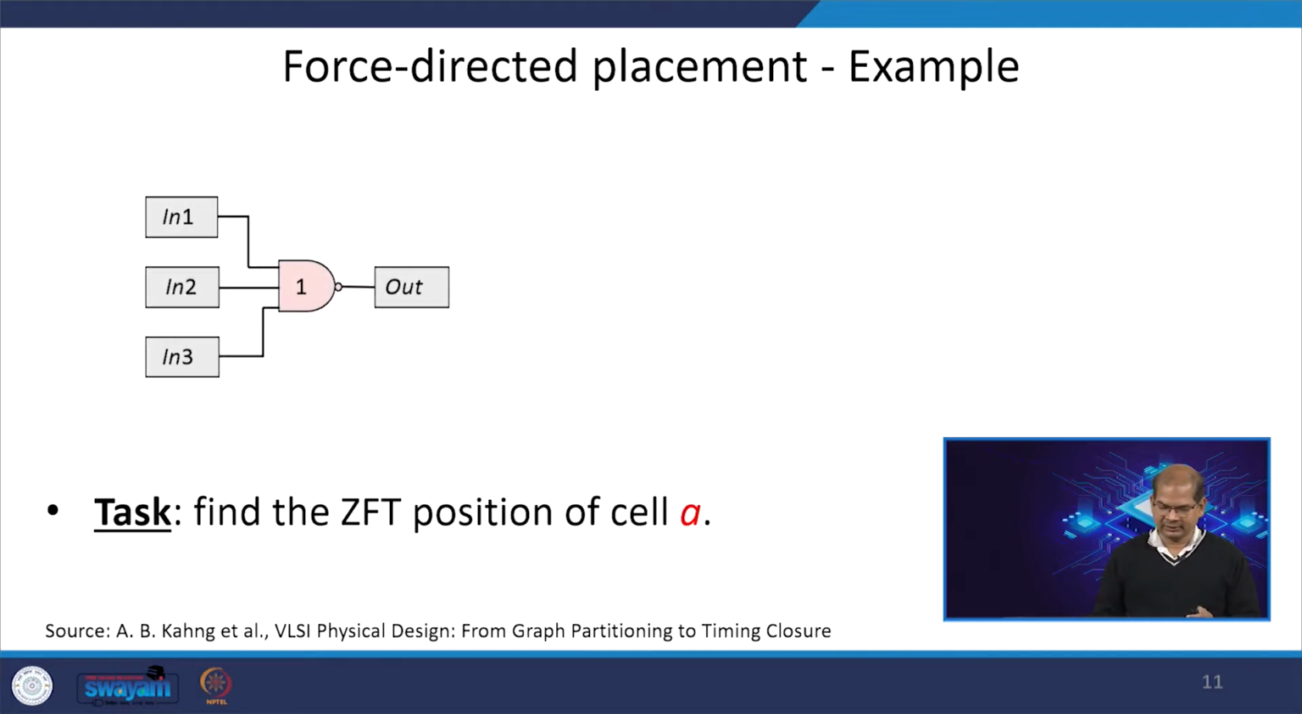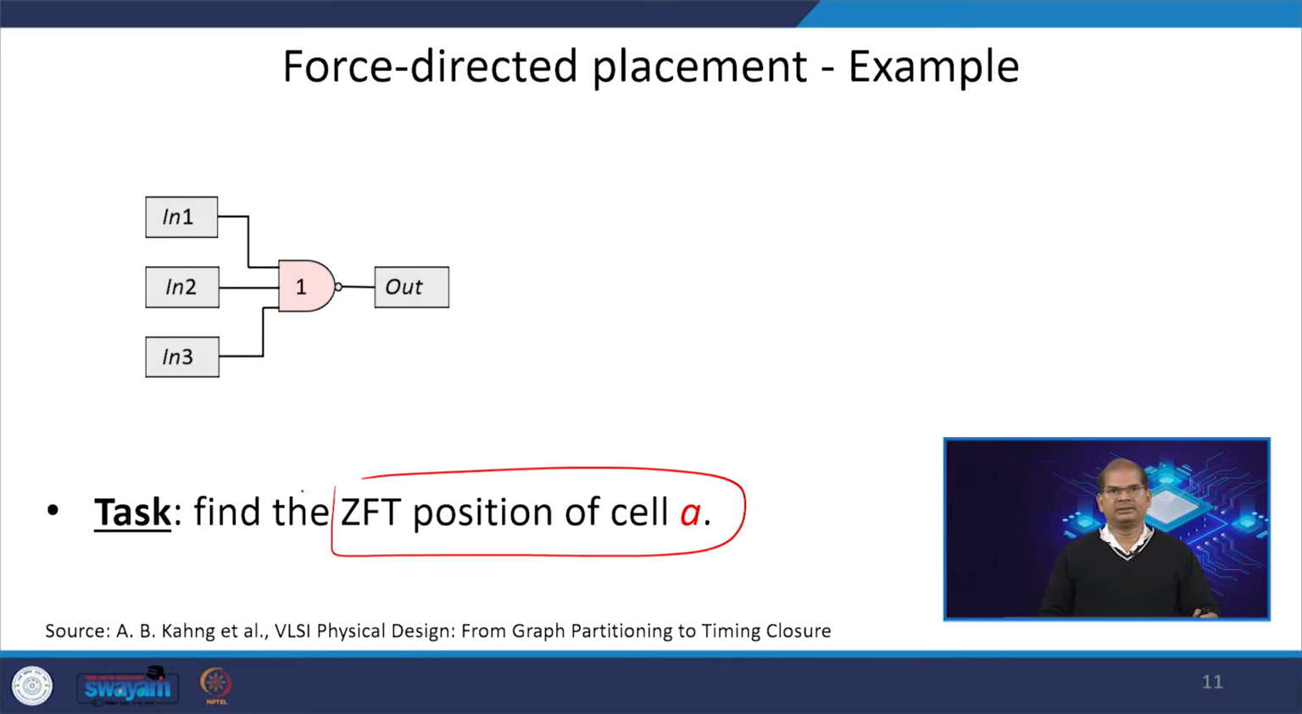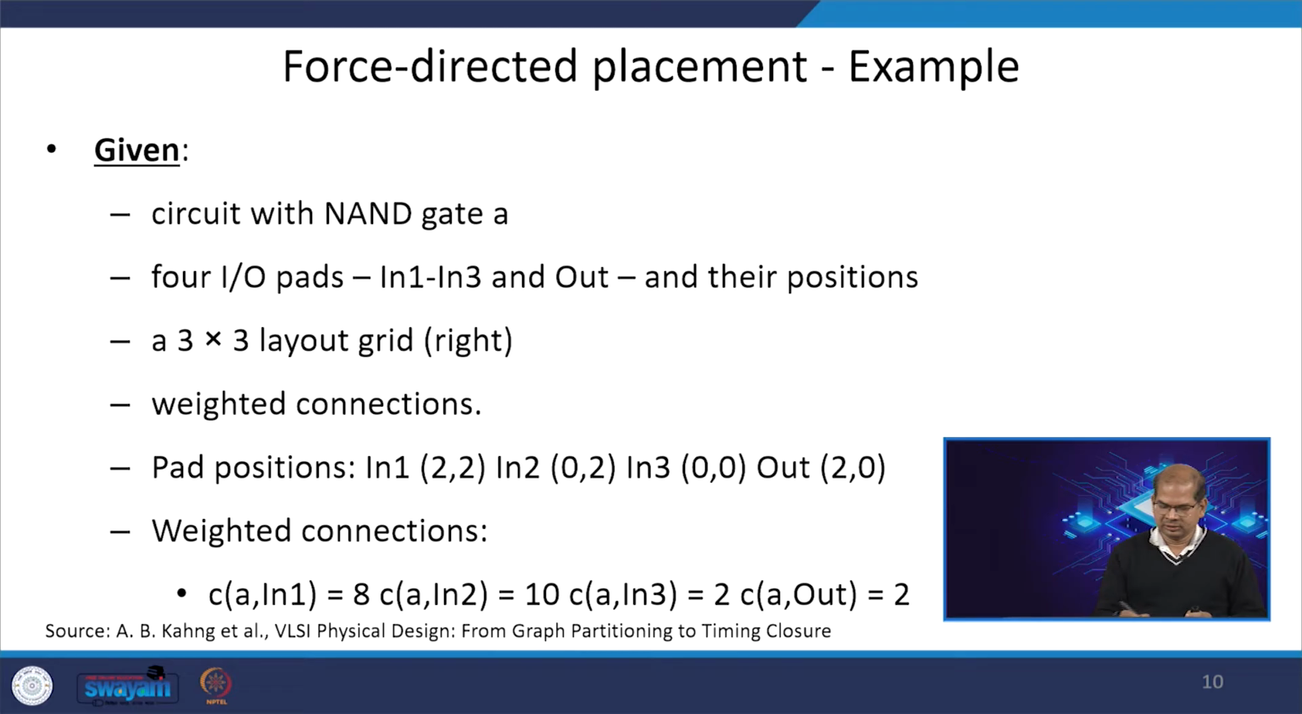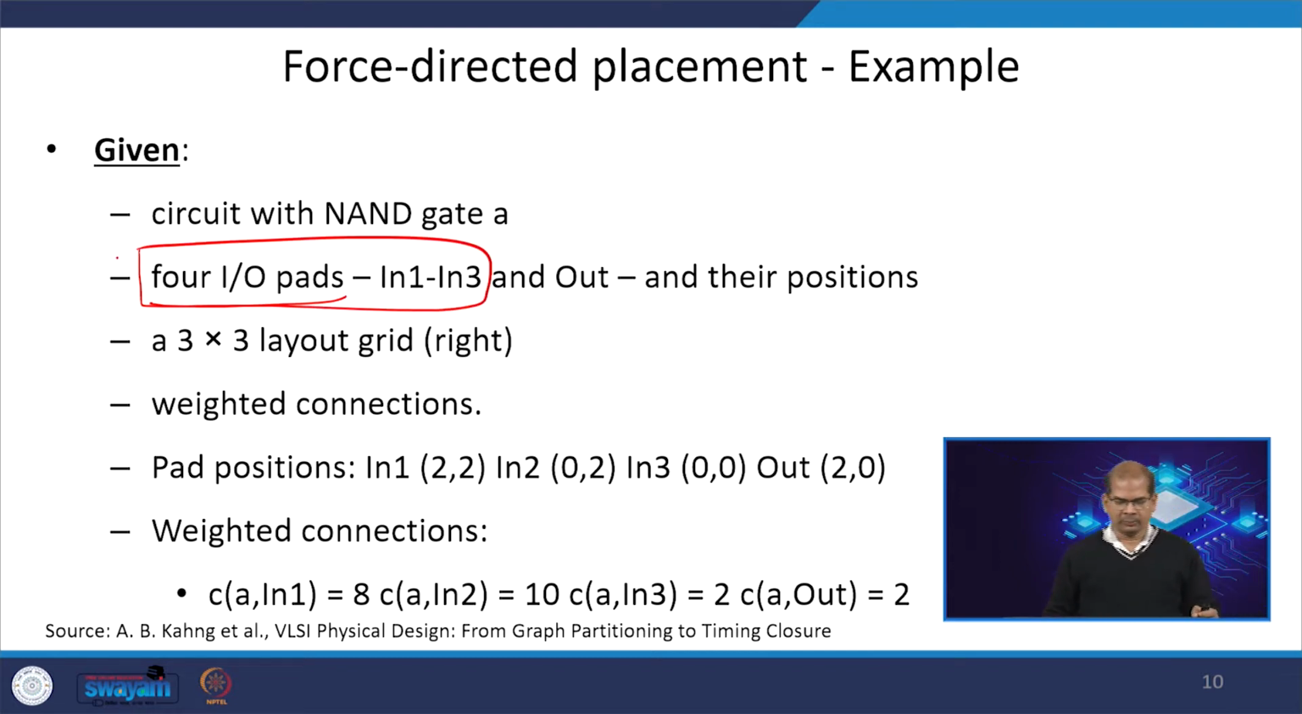We have this NAND gate that needs to be placed in such a way that the JFT position of that cell can be found out. So, what are the inputs here? We have 4 IO pads, as I told you in the previous case. Whenever you go for global placement, the IO pad and other macro pin locations should be fixed. So here, all the 4 IO pads and the output locations are fixed.